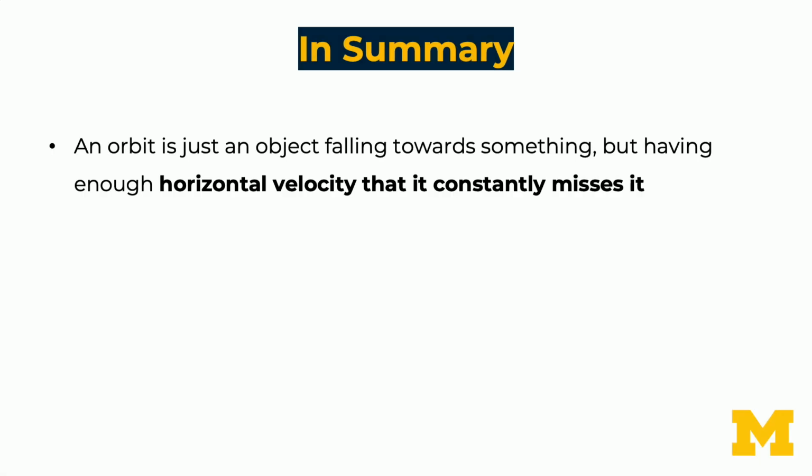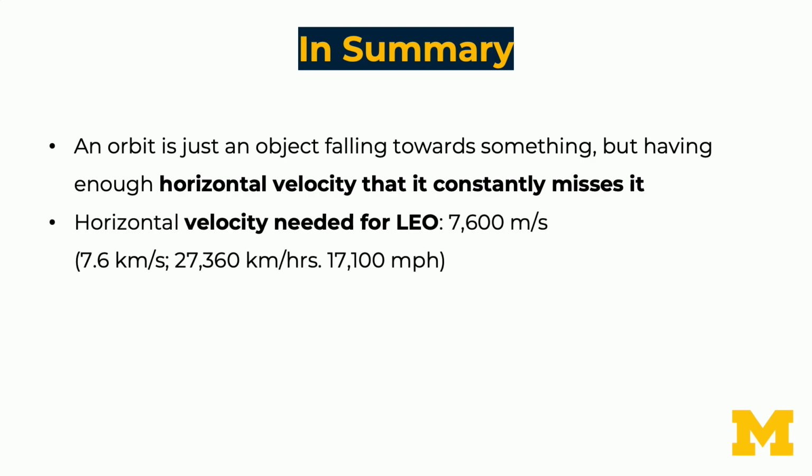So in summary, an orbit is just an object falling towards something, but it has enough horizontal velocity that it constantly misses it. The horizontal velocity needed for low Earth orbit is about 27,000 kilometers per hour, or 17,000 miles per hour. So that's very, very fast. And yes, there is gravity in space. So up next, we're going to talk more about orbits and Kepler's laws, which help us to understand how orbits work in space.